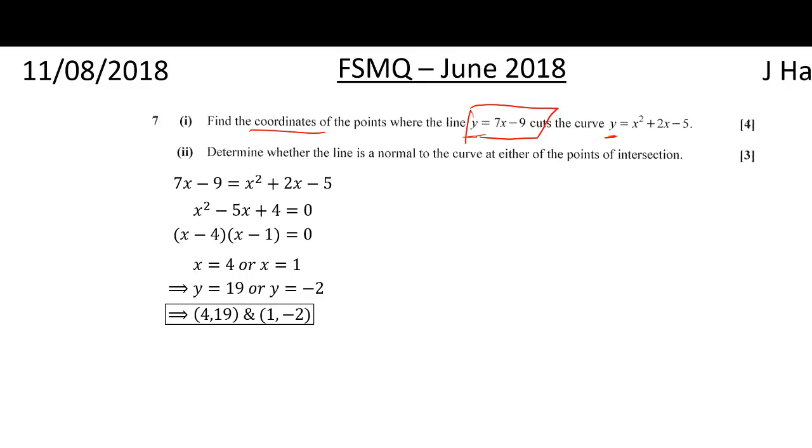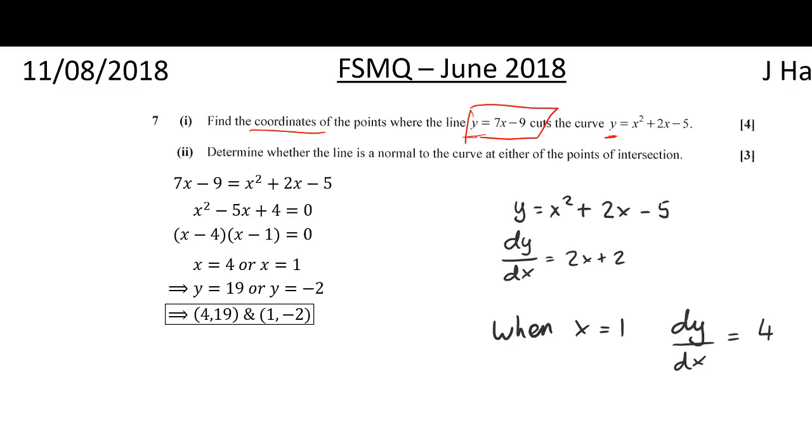Determine whether the line is normal to the curve at either of the points. So what I did for that is I did some differentiation, because we want to know whether it's a normal. So when x equals 1, which is this one here, dy/dx equals 4. So it can't be the normal, because we've got a gradient of 7 here, and minus a quarter is not the negative reciprocal of that. And similarly with that one, minus a ninth isn't the negative reciprocal of 7. So basically, no is the answer to that one. Couldn't really do it any more mathematically myself, but I've been out of the game for 2 years with FSMQ, so you guys might have a better answer to that, but 4 marks should have definitely been fairly easy.